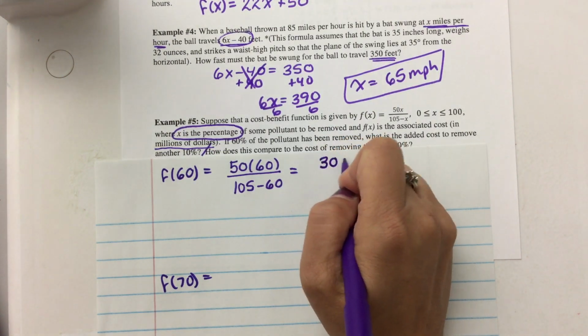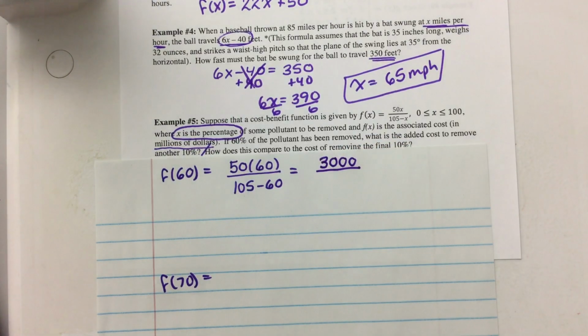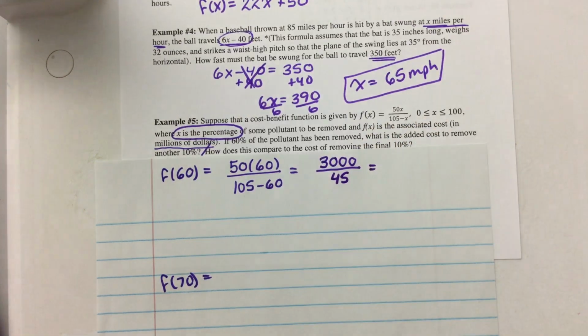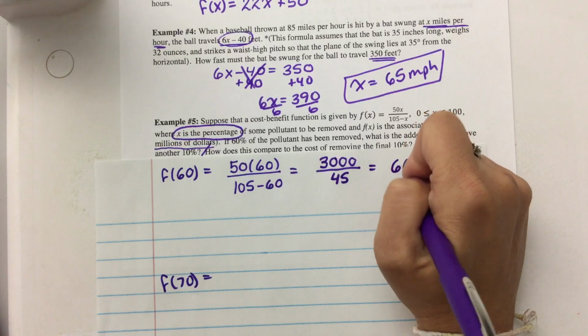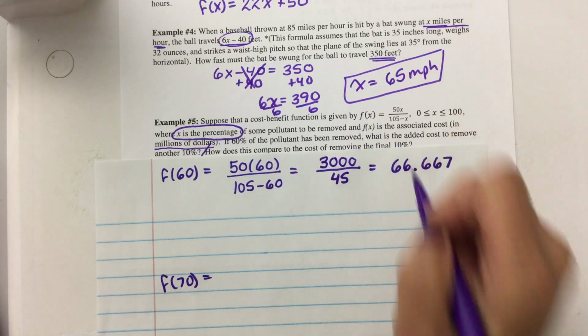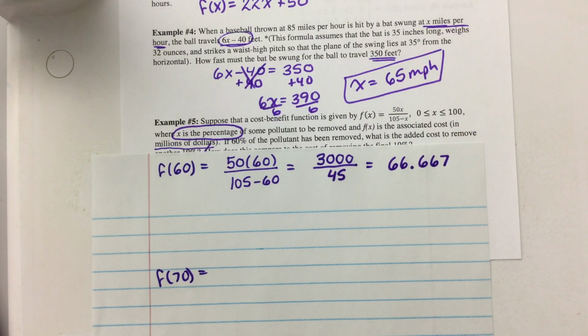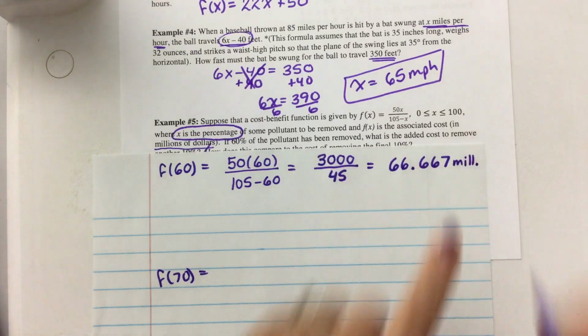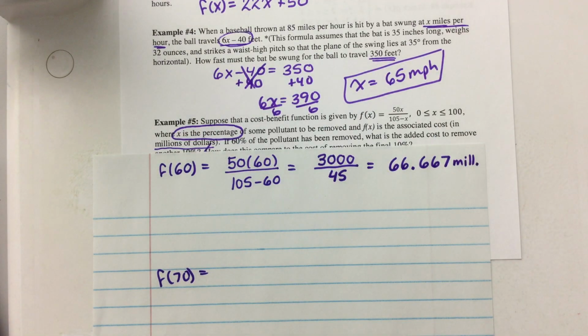50 times 60 is 3,000. 105 minus 60 is 45. So if I take 3,000 divided by 45, I get 66 point, and it's 6 repeating, so I'm going to go 66.667. And again, that's an approximate answer. So 66.667, that is millions of dollars. That's how much it costs to remove 60% of a pollutant from, maybe it was a pond or a lake or the air in a certain park, okay?